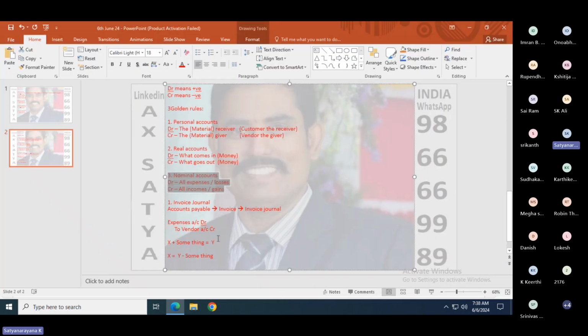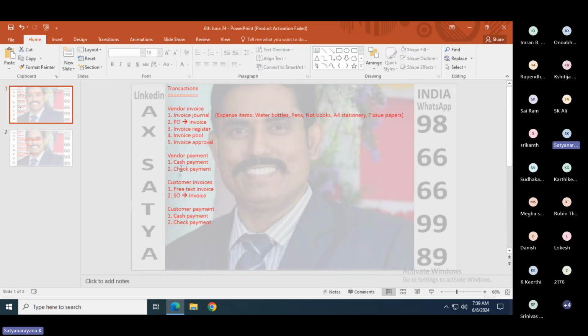Now, we understood if it is a vendor invoice, expenses account debit to vendor account credit. How can I remember this one? Expenses debit, vendor account credit, the giver. So if an invoice journal is posted, expenses account debit to vendor account credit, this is the rule. Fine. Next one is vendor payment or check payment.